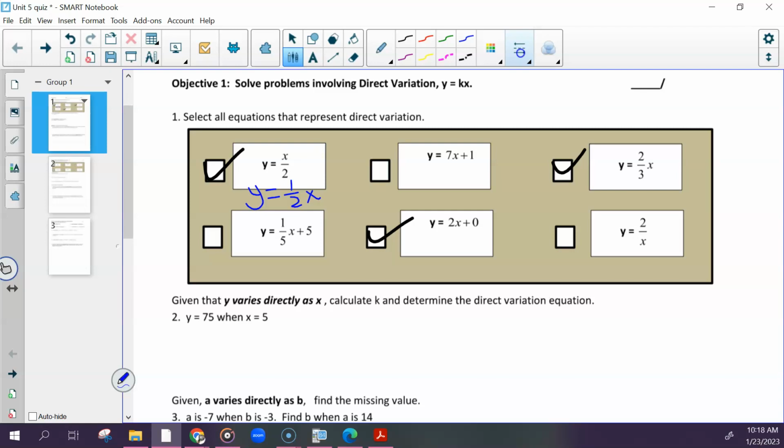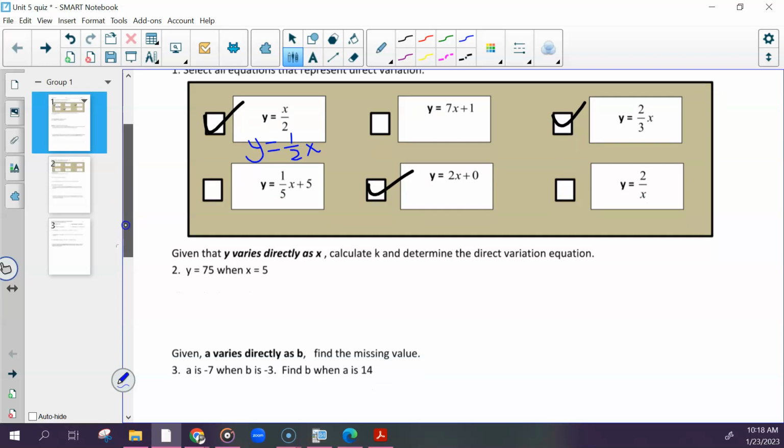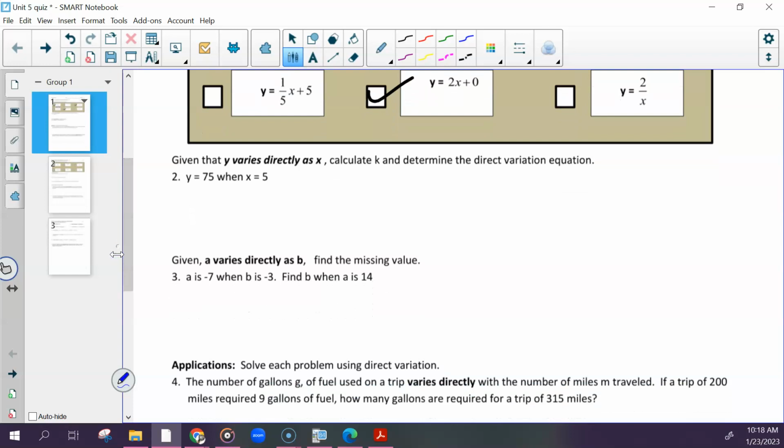Right, so 6 points: did you get the ones correct and not the other ones? If you missed one or marked one of the other ones correct, you started missing points. Number 2, you had to find the direct variation equation. So use these numbers to find your k value. Divide 75 and 5. That should have given you 15. And then your direct variation equation, you just put that in.